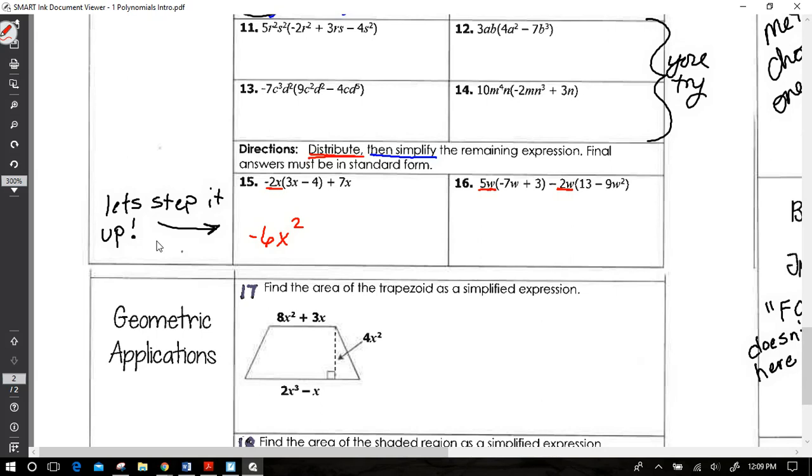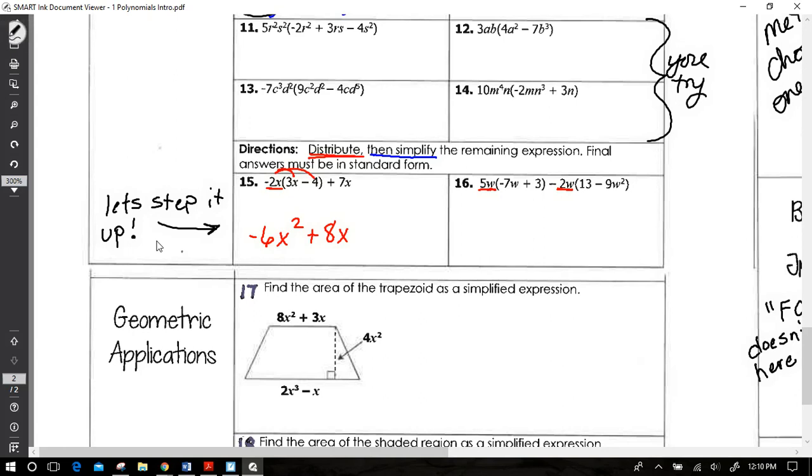Then I have -2 times -4 gives me a +8, and x just comes down because there's no x to multiply it by in that second term. So remember, multiply the coefficients and add any exponents when the bases are the same.